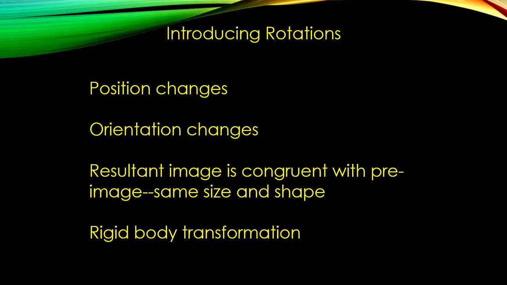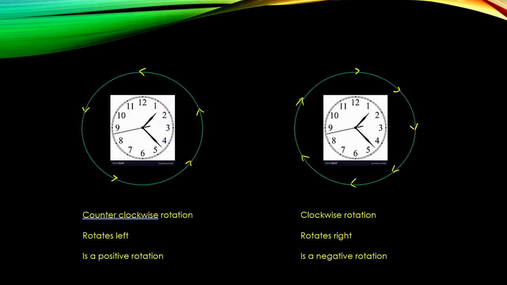In this presentation, we're going to be talking about a new transformation that we call rotations. In this transformation, the position changes, the orientation changes, but as before, the resultant image is congruent with the pre-image. It's exactly the same shape and size, and therefore it's referred to as a rigid body transformation. We need to get a little nomenclature out of the way.